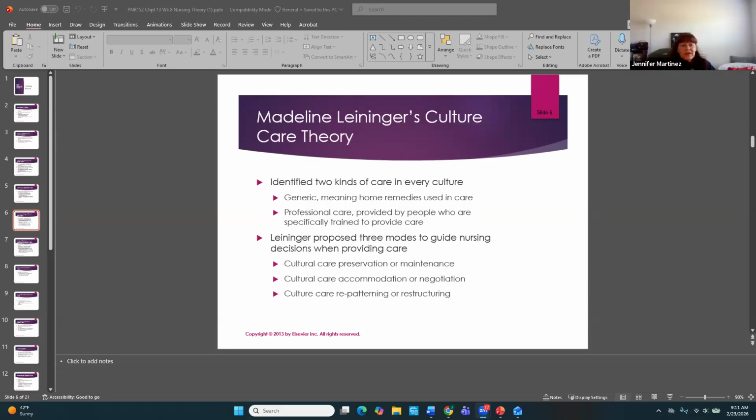Has anybody ever heard of any of these theorists before? Just Maslow's. Everybody has heard of Maslow's. All right. Madeline Leininger.